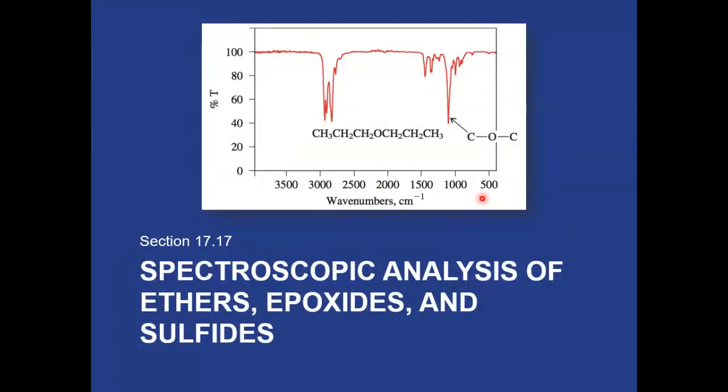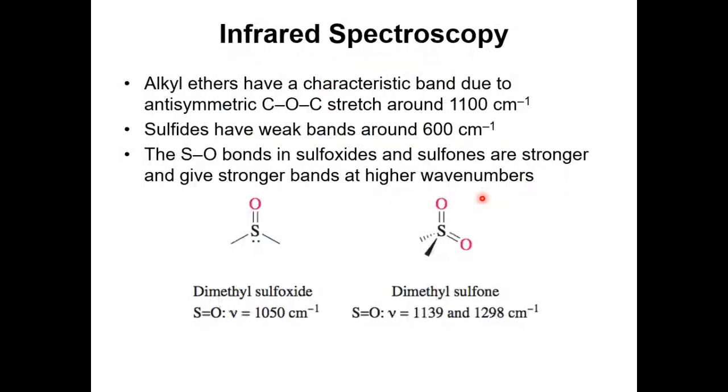Now, the very last chapter is about the spectroscopic analysis of ethers, epoxides, and sulfides. For infrared, ethers are characterized by the C-O-C bond, meaning the two C-O single bonds. For ethers, the C-O single bond stretching should appear at around 1100 reciprocal centimeters.